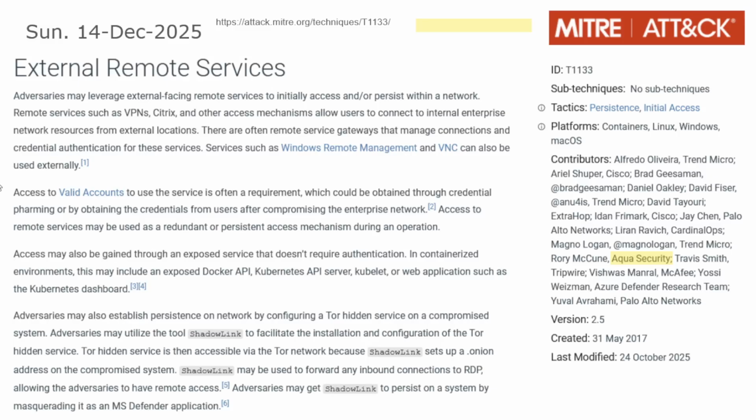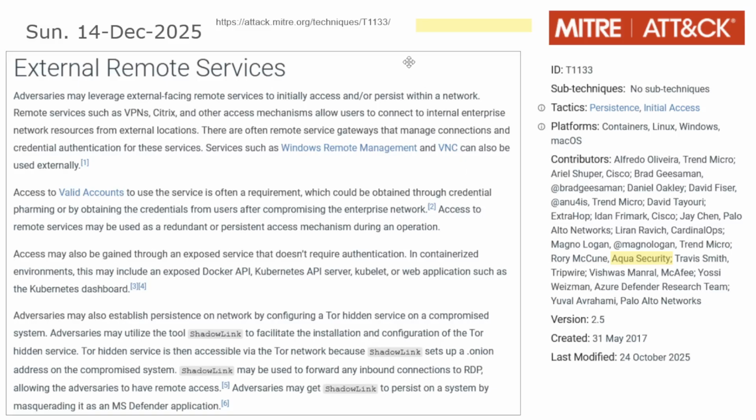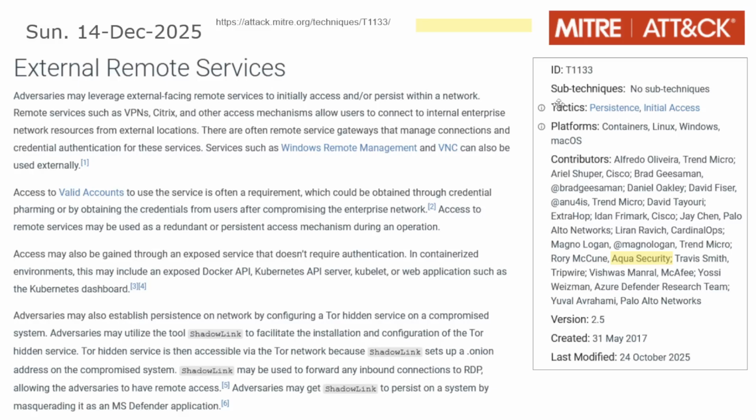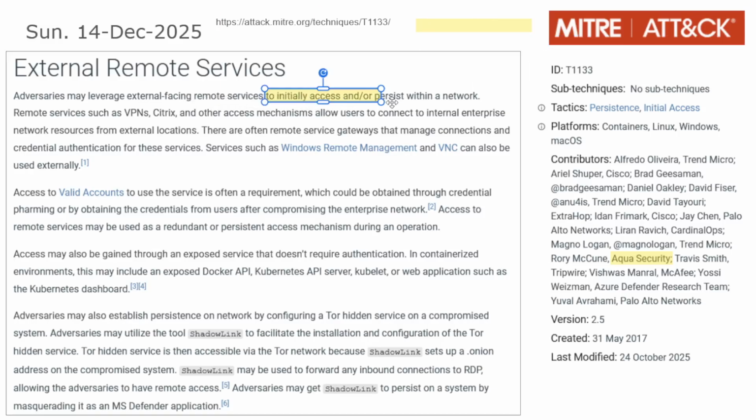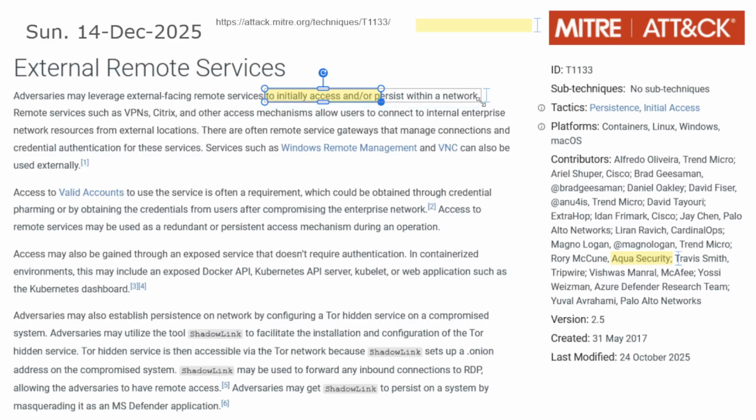Okay, let's read what it is all about. External remote services. Adversaries may leverage external facing remote services to initially access and/or persist within a network. And that's why it's persistence here, so they can do both. So let's mark it down: to initially access or persist within a network. That's the whole goal here.